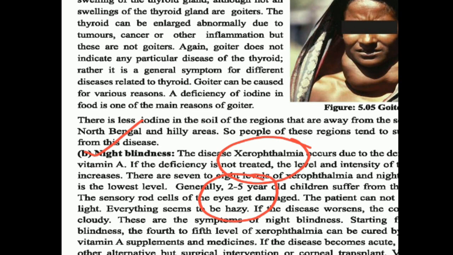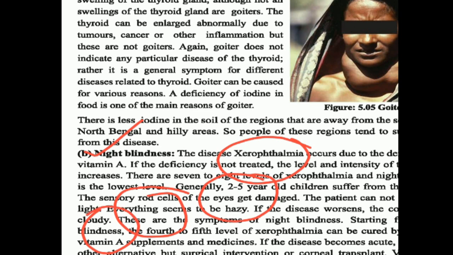The sensory rod cells of the eye get damaged. The patient cannot see in dim light. Everything seems to be hazy. If the disease worsens, the cornea turns cloudy. These are the important symptoms of night blindness.